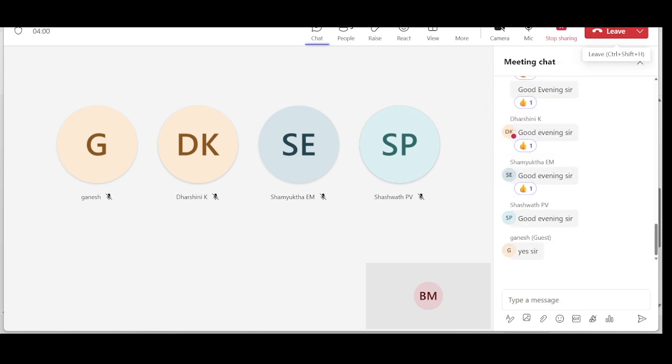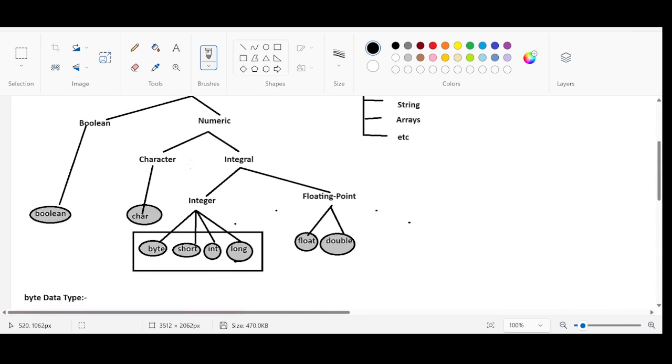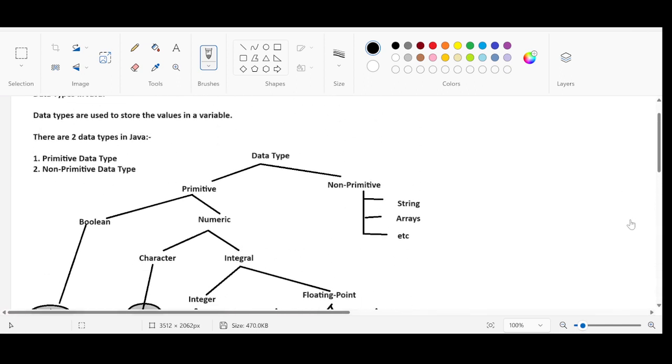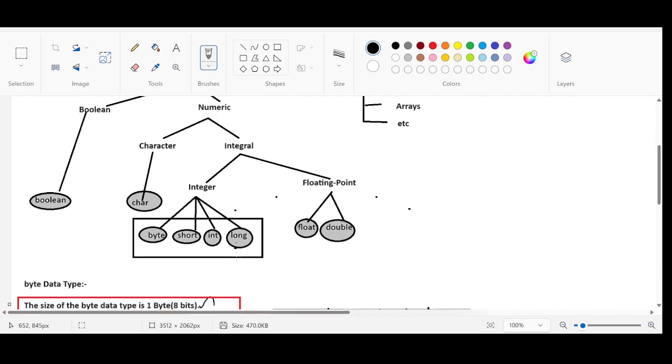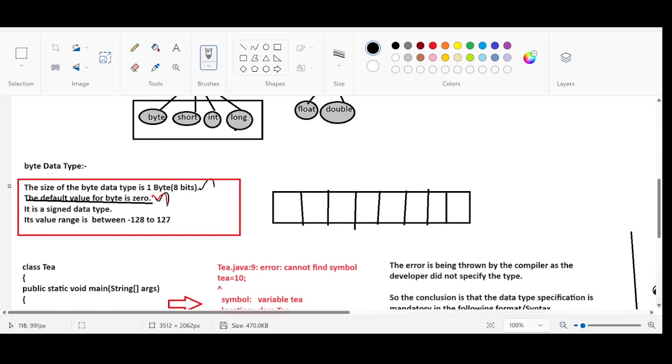Okay, Ganesh. Yesterday we were discussing the int data type, specifically under integer categories. We have four data types: byte, short, int, and long. So we just started discussing the byte data type. These are the four points that one should remember when you talk about the byte data type.